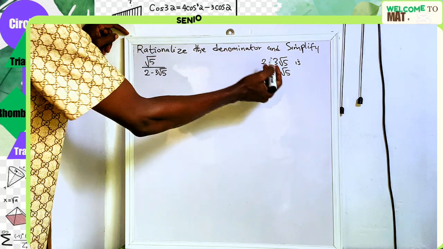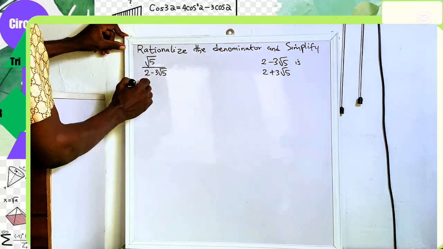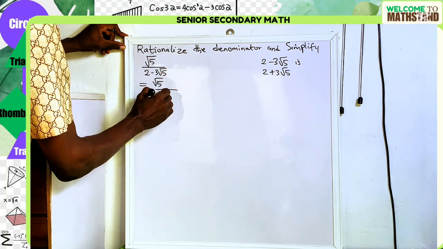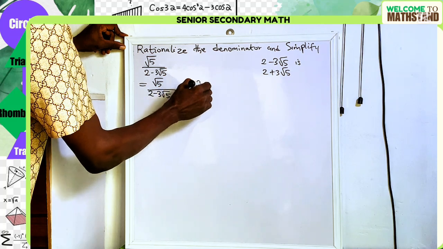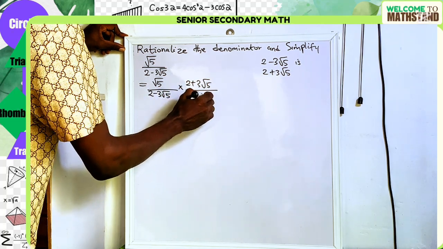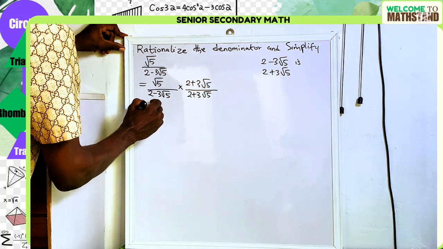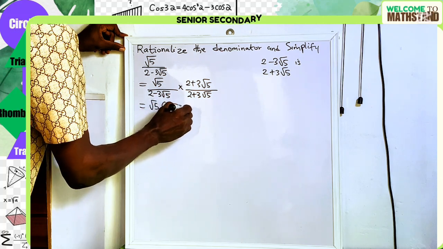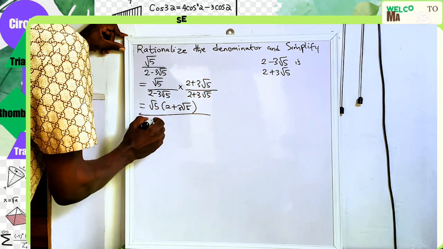From there, we use it to multiply both the numerator and denominator of this very expression. So this will be √5 over 2 minus 3√5, times 2 plus 3√5 over 2 plus 3√5. I will use this to multiply everything here. That's √5 times 2 plus 3√5. You do the same thing. Use this to multiply everything here.